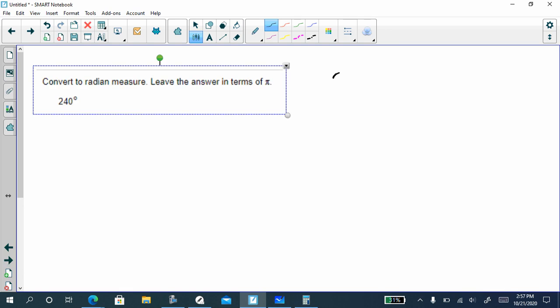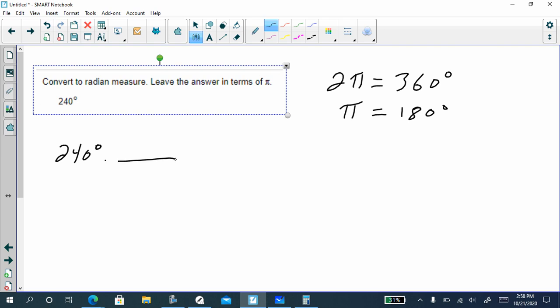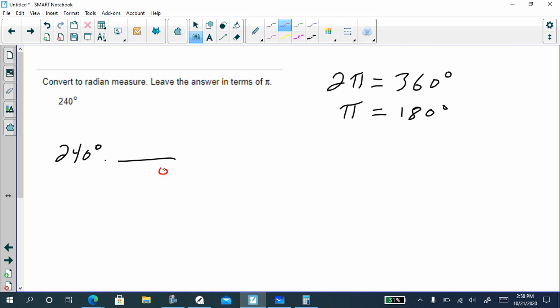All right, so if 2 pi radians is all the way around, and 360 degrees is all the way around, those refer to the same amount of rotation. Or if we divide both sides by 2, pi and 180 degrees are the same. So if we're given something in degrees and we want to convert that to radians, if we have degrees on top, we need to put degrees on bottom, and we're converting to radians. So pi radians and 180 degrees are the same amount.